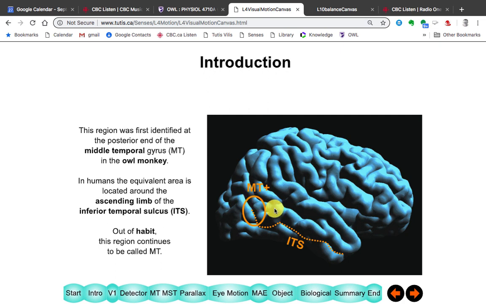It's called MT not because it's the medial temporal sulcus, but because in the owl monkey, they originally found it in a location called MT. And out of habit, scientists try to keep to the same name, and they're still calling it MT plus, even though it's nowhere near the human MT plus.